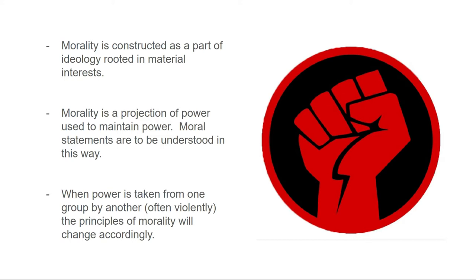Moral statements are to be understood in this way. In this sense, there really is no knowable moral absolute. Morals serve power or ideology. Finally, when power is taken from one group by another, and in Marxist theory that often means a violent upheaval, then the morality will change. So there are no fixed principles, but principles of morality are simply reflections of power dynamics, and they can change when those who hold power change.